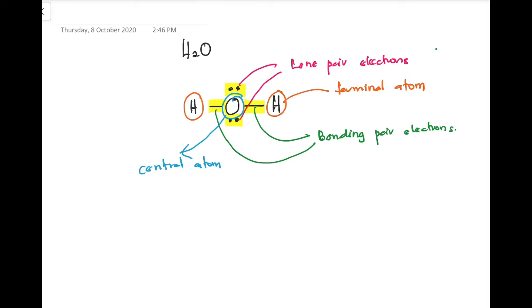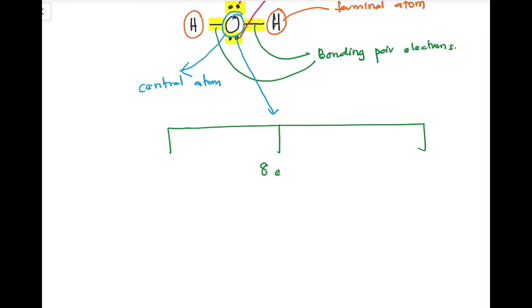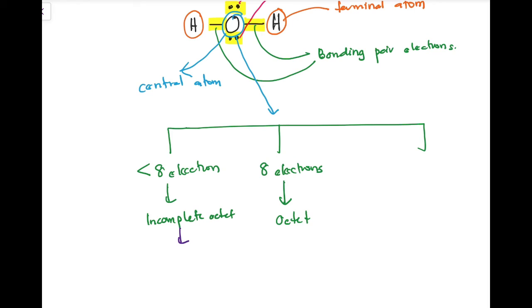Alright, so for our central atom, there are a few situations. The first one is when, let's say, our central atom consists of 8 electrons. So we call it octet. If the central atom has less than 8 electrons, we call it incomplete octet.